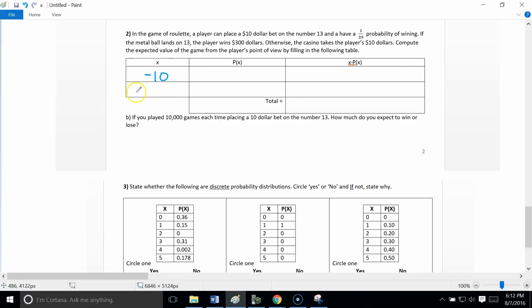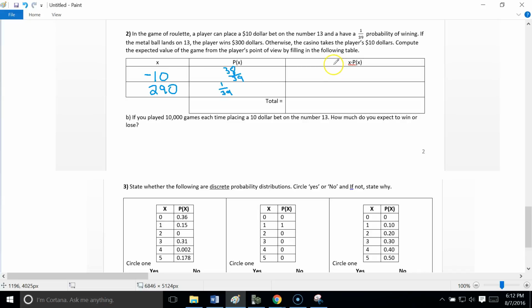Now, a lot of people think that the answer is 300 here, but that's not the case, because you put down $10 and then you win, or they give you back 300, but you've already given them 10, so really the winnings are $290. Okay? Now the probability of winning is only 1 in 39, so this is 1 divided by 39. And the probability of losing then is going to have to be 38 divided by 39. So we can convert those into decimals if we like.